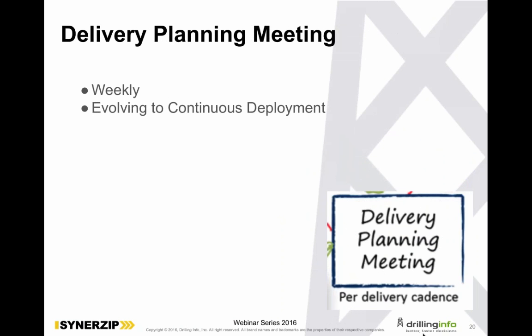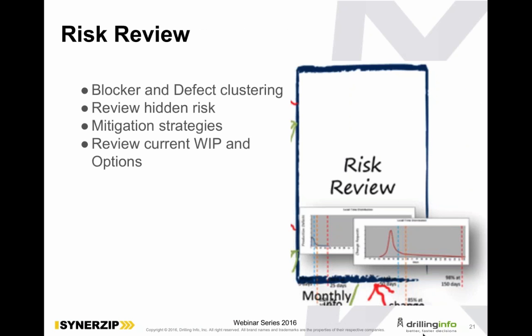And then you have your delivery planning meeting. For us, that's a weekly get on the train and go out the door. And we're trying to evolve to continuous deployment. But for now, it's every Wednesday we have a checkpoint to say, here's all the stuff that's going out, here's what we expect, and then the next day it goes out.